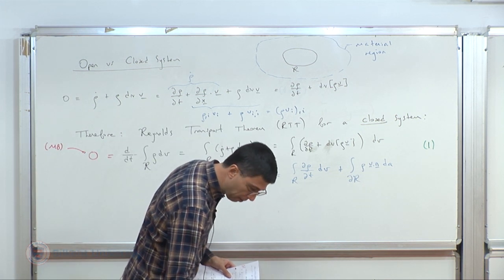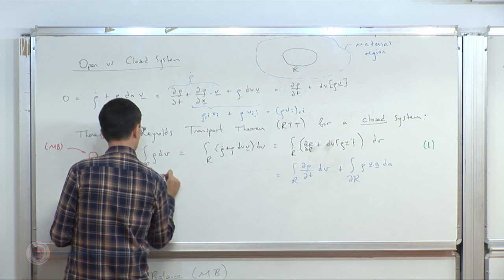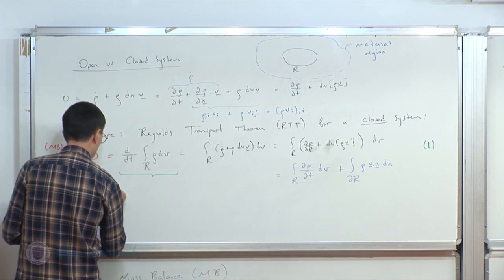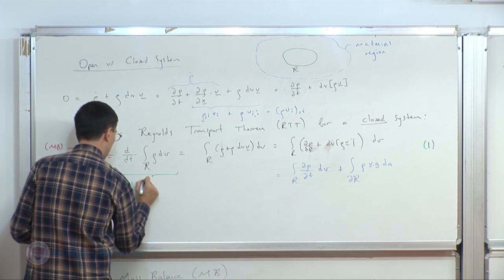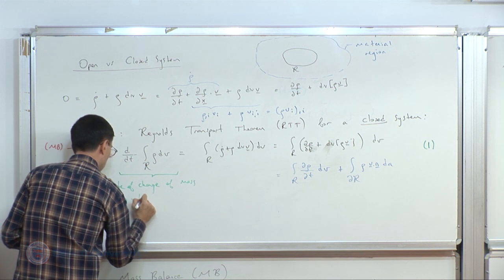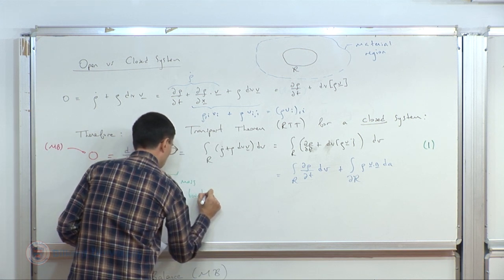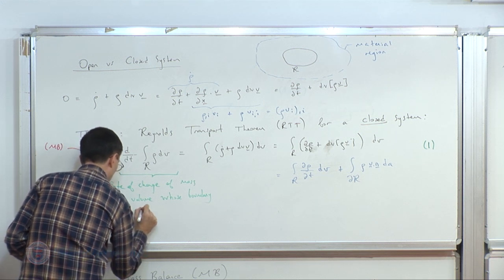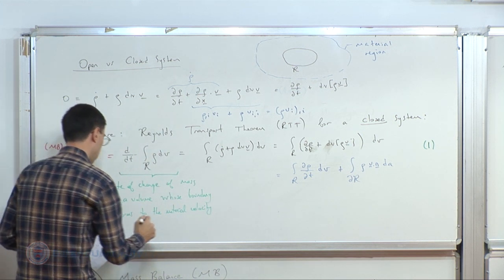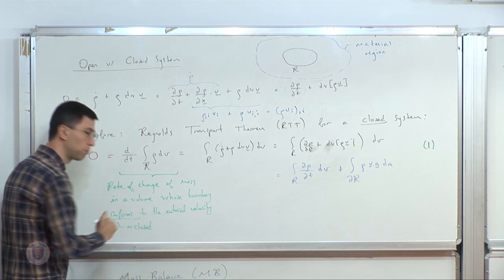Let me also write down the interpretation for all of these once again. On the left-hand side, I'm writing it in a way that lets us carry out the same interpretation for an alternative representation. This expression monitors the rate of change of mass in a volume whose boundary conforms to the material velocity. And conforms here really means that the system is closed.